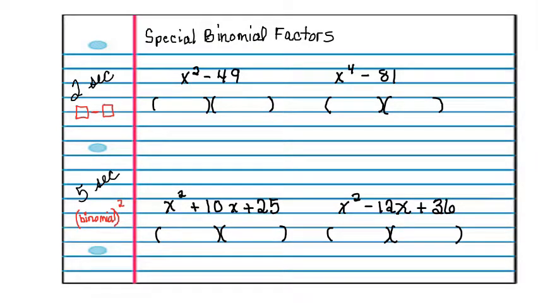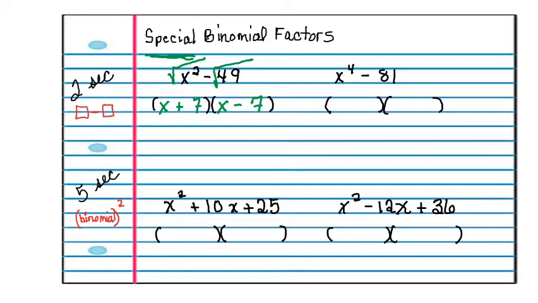And just like we had special binomial products, we also have special binomial factors. The first one is the difference of 2 squares, and the double bubble is pretty easy here. You get an x, you get an x. We have to square root the first guy, and we have to square root the second guy, just walking backwards again, which is going to be 7 and 7, and we have that little plus minus thing.